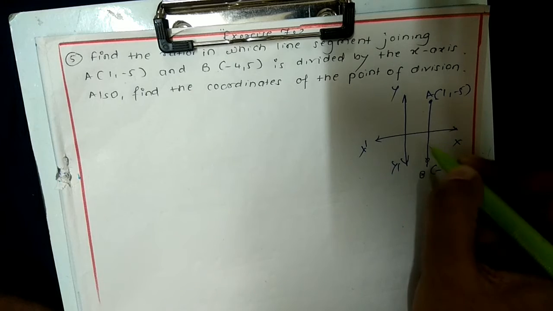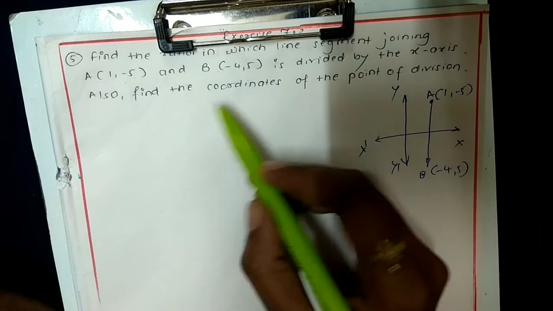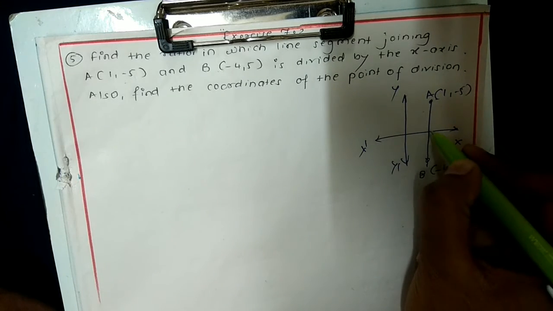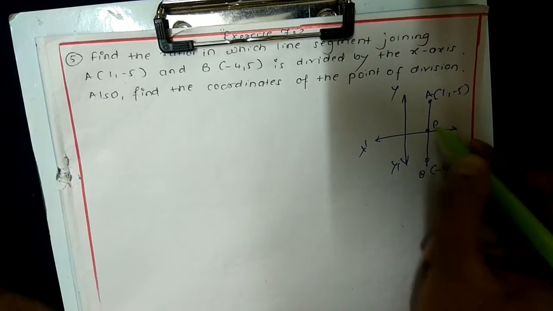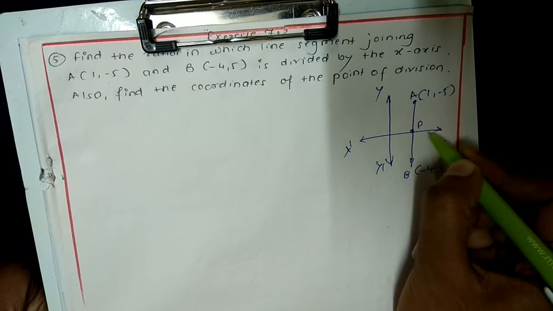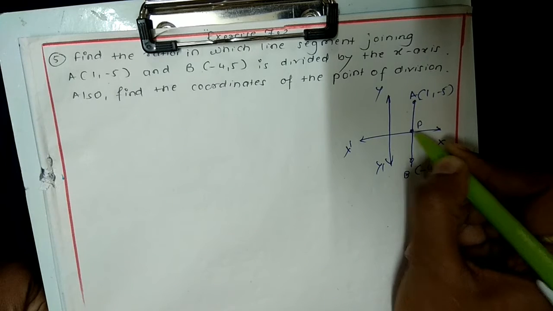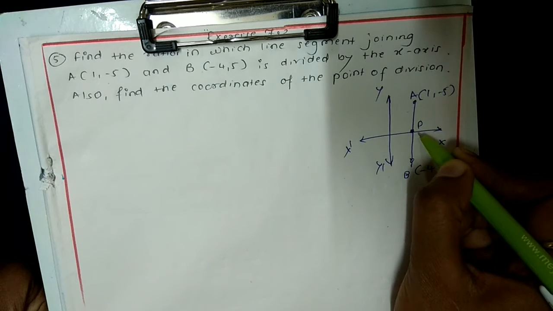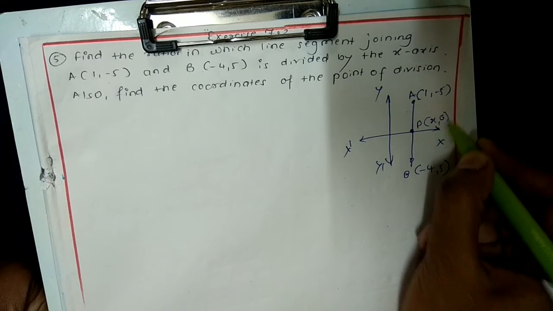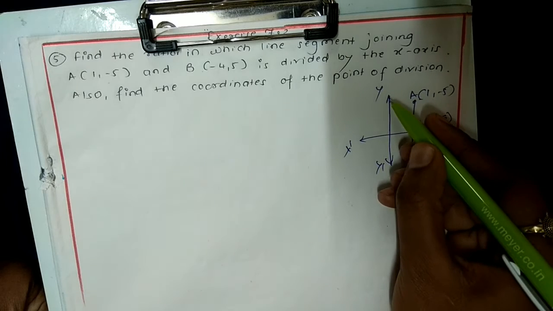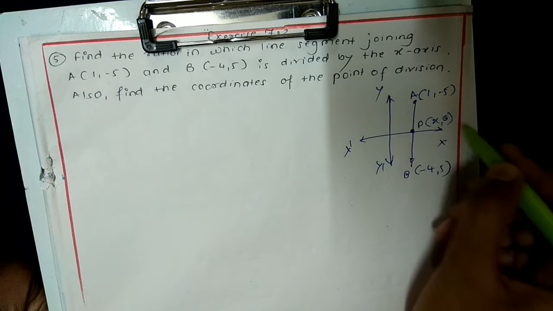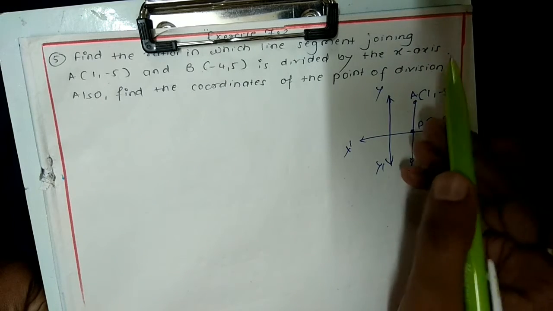It must be passing through the x-axis. We also have to find the coordinates of the point of division. The point of division is not given; let us call it P. Whichever point you take on the x-axis, and the point of division is on the x-axis because the x-axis is dividing this, the x coordinate will be there, but the y coordinate will always be 0. Remember, whenever you take a point on the y-axis, x will be 0 and y will have some value.